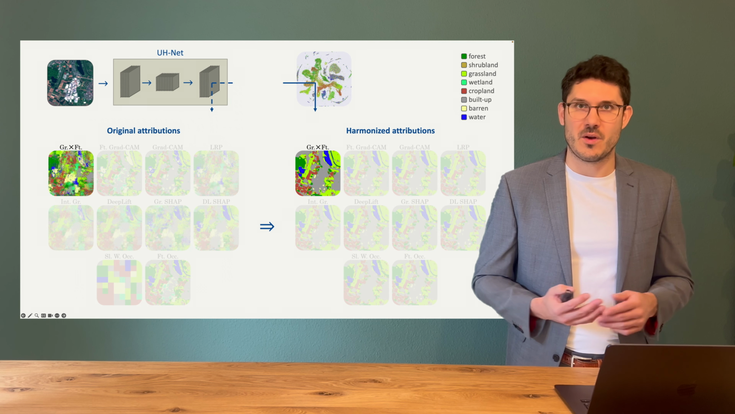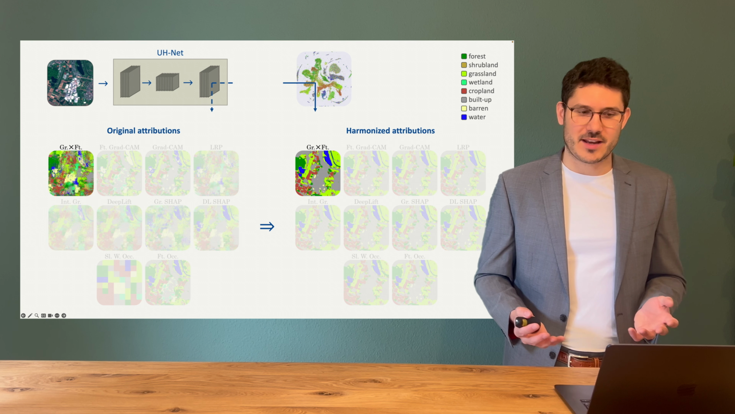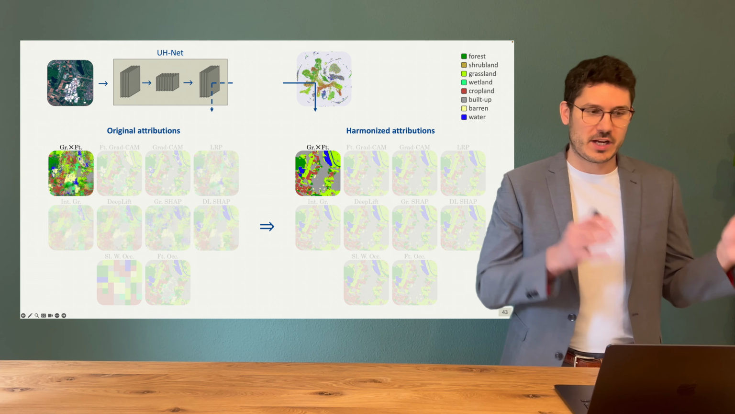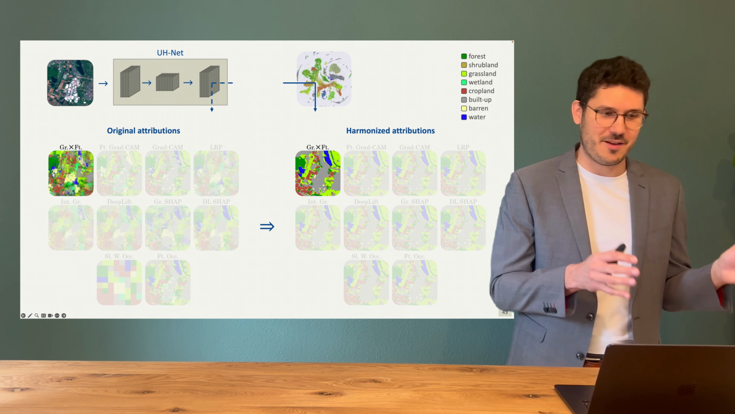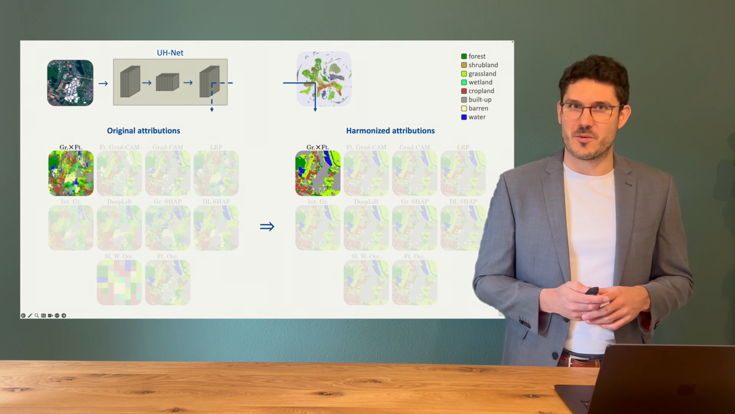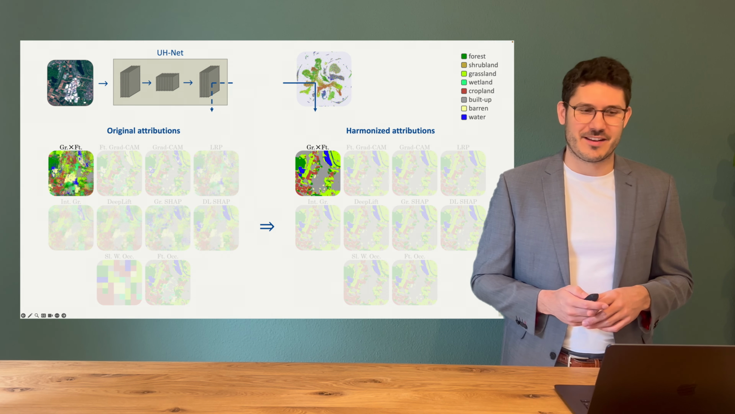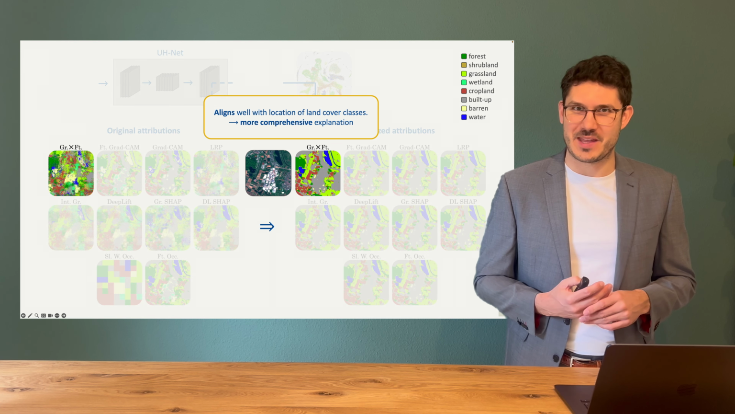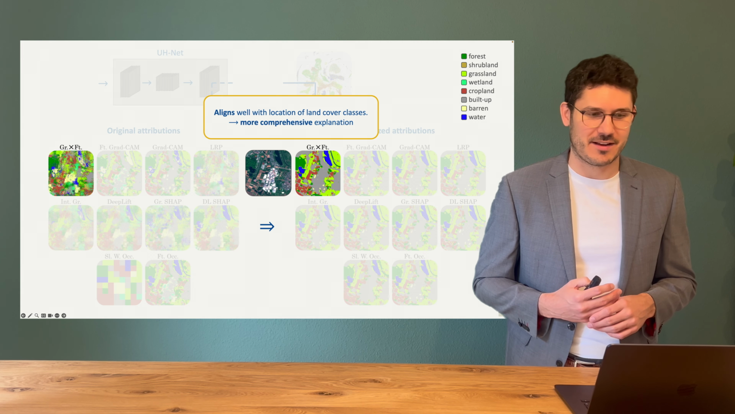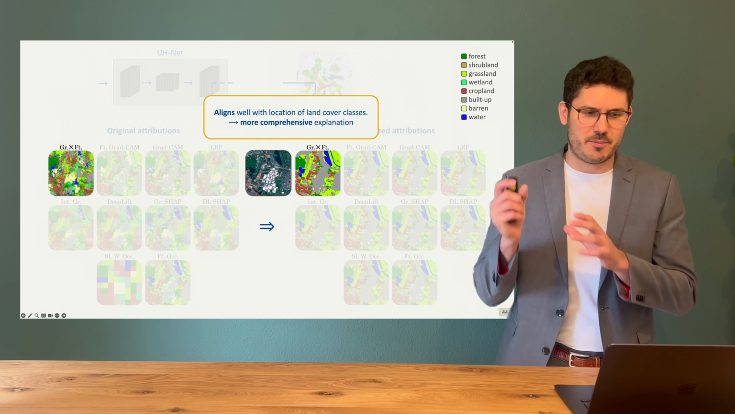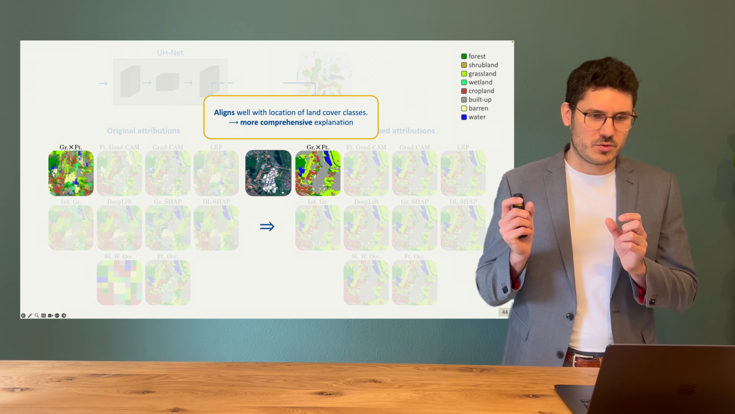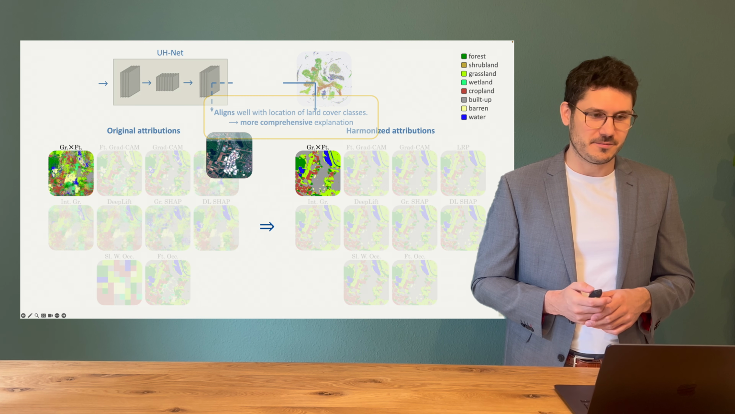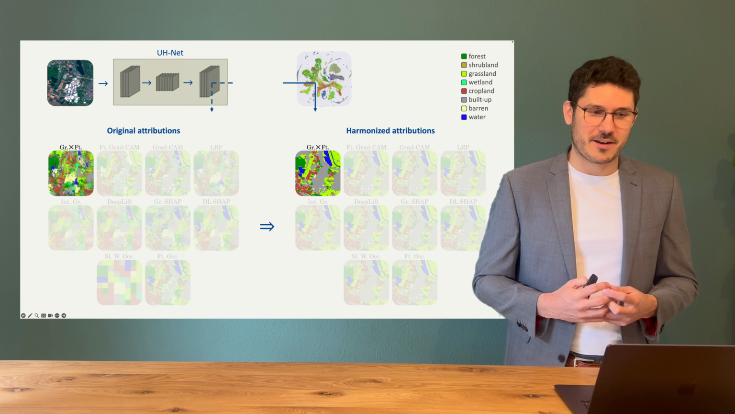And as we do so, we get more consistent and also better explanations. So if you compare the original attribution of gradients times features on the left-hand side and on the right-hand side, you can see that the harmonized attributions align much more with the actual location of the land cover classes. So for example, the build-up class, these 2 or 3 water bodies, the location of the forest.